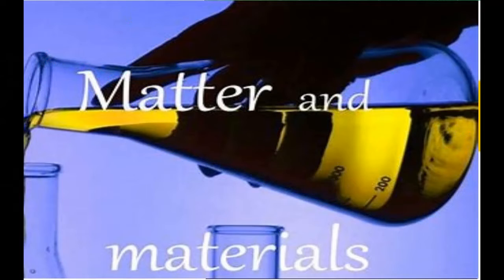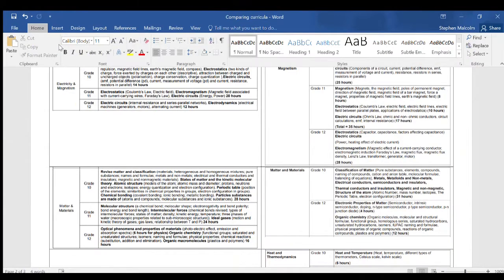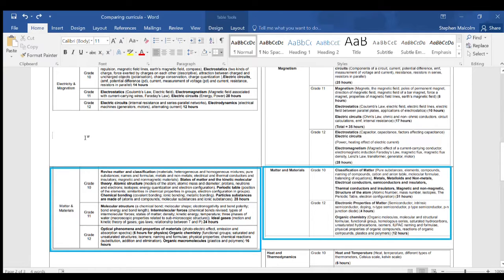In this third and last video, we will start by looking at matter and materials. In the physical science curriculum, the section on matter and materials is covered in grade 10, 11 and 12, whereas in the technical sciences curriculum, it is only looked at in grade 10, skipped in grade 11 and looked at again in grade 12. So let's have a look at what content or concepts are taught in matter and materials in the technical sciences and compare it with that of the physical sciences.